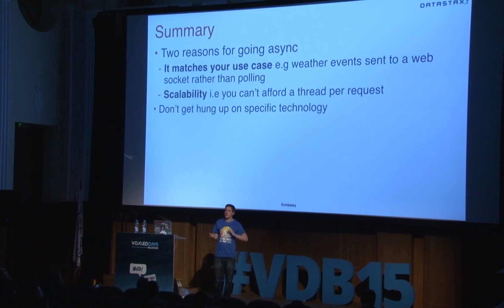And always understand the difference between scalability and performance. Scalability is about being able to utilize the servers and scale across many servers and increase your throughput. You don't get better latency by going async. It still takes the same amount of time. Just all of those periods that you were previously blocked, you now give the thread back to your application to do something else with.